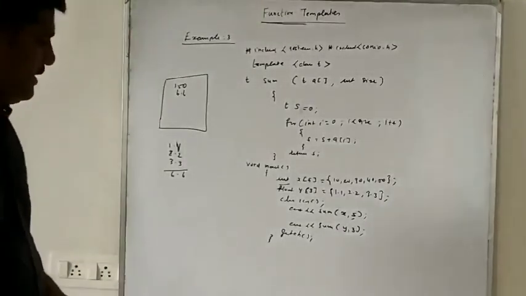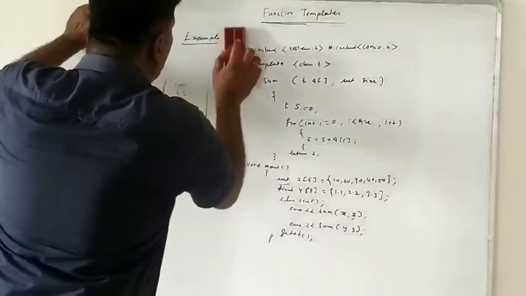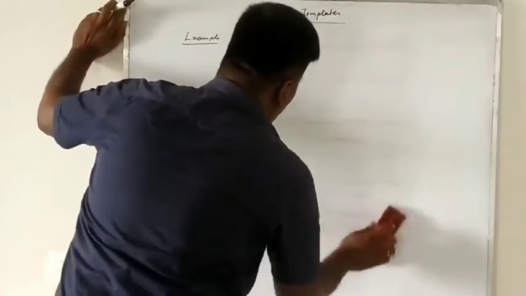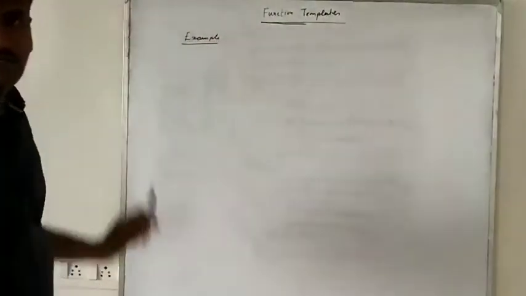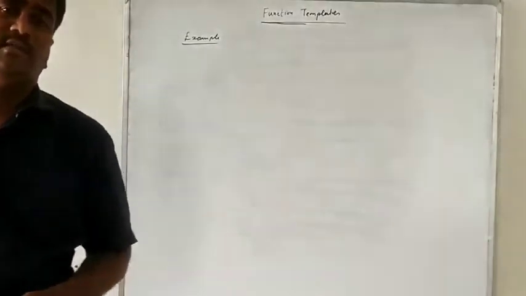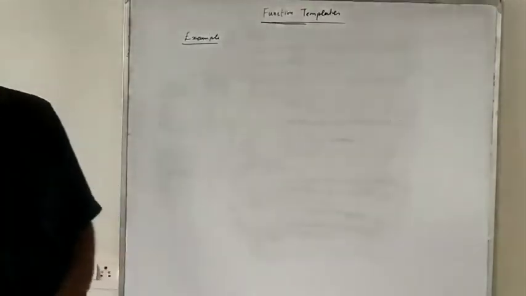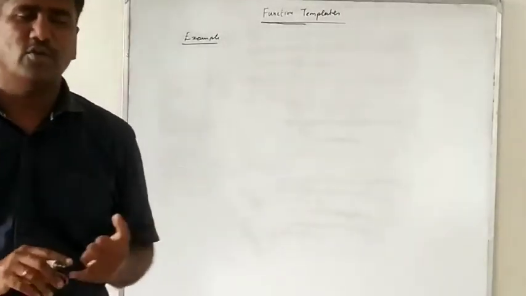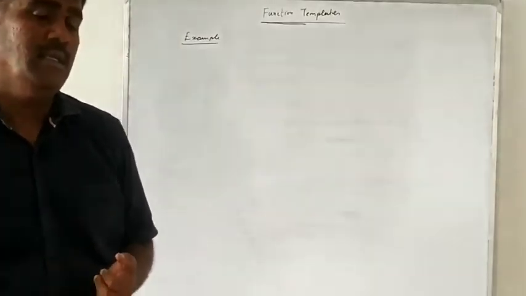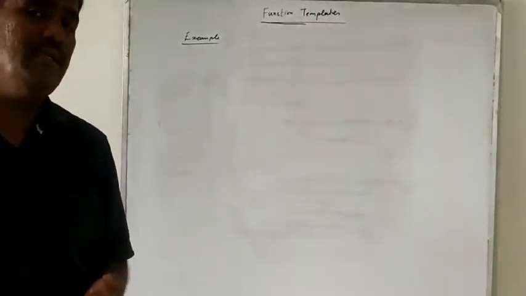Okay, next example: overloading the function template. You already know what is meant by function overloading. Function overloading is nothing but using the function name for more than one purpose. How do we achieve function overloading? Based on the number of arguments passed, the order of arguments passed, and then the data type. Based upon these situations, the function acts differently.